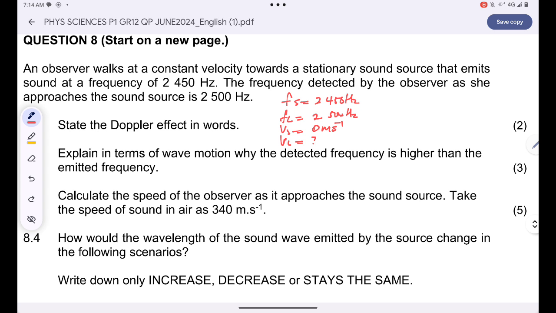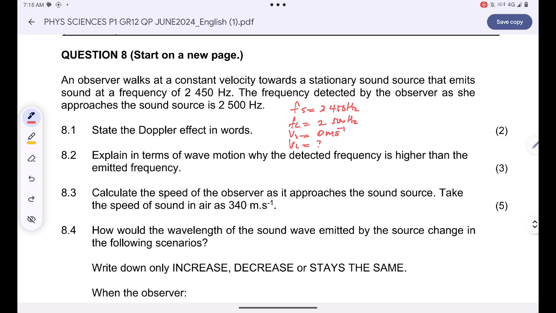Okay, they want us to state the Doppler effect in words. Né? The Doppler effect simply states that it's an apparent change in the observed frequency of the source as a result of relative motion between the source and the observer.